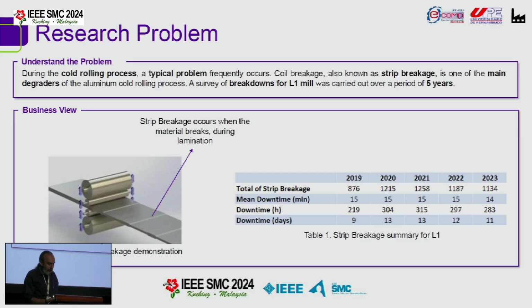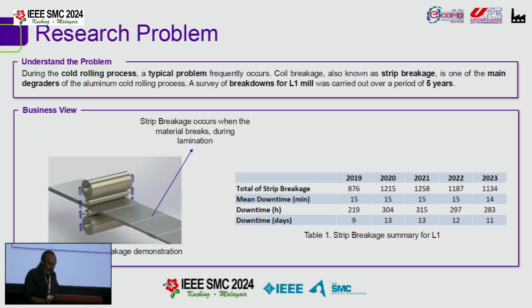Here we have our research problem. During the cold rolling process, a typical problem frequently occurs. Coil breakage, also known as strip breakage, is one of the main degraders of aluminum cold rolling process. A survey of breakdowns for L1 mill was carried out over a period of 5 years. As you can see on figure 4, strip breakage occurs when the material breaks during the lamination.